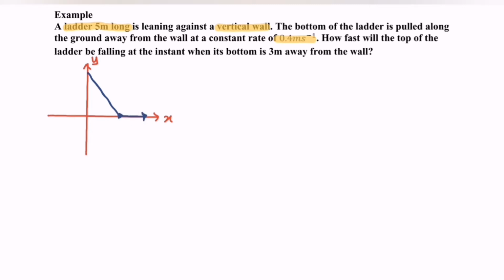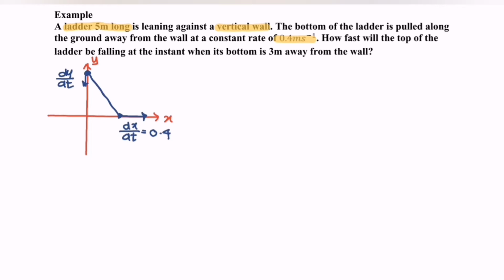Consider the bottom is pulled away at the rate, so we consider as dx/dt. So we assume that to the right is positive, so dx/dt will become 0.4. So as the bottom is moving to the right, automatically the top of the ladder is going down. So meaning that the dy/dt will be estimated as a negative value because it is falling down.